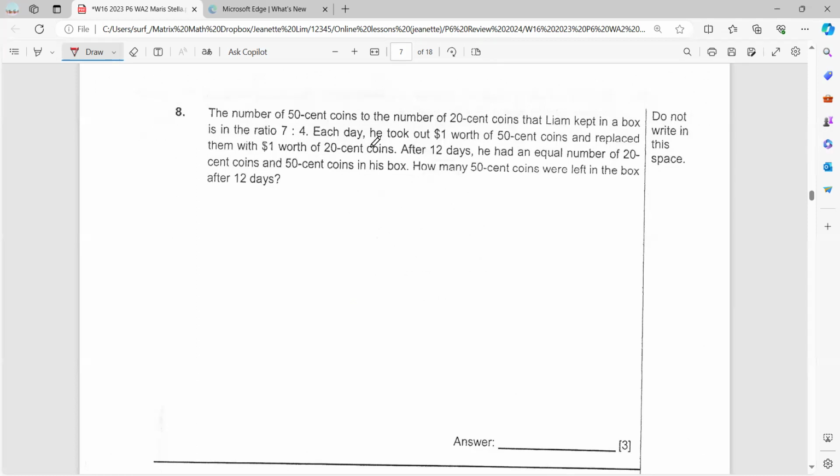Okay, so then at the end of 12 days, there's actually equal number of 20-cent and 50-cent coins. Now, what I'm going to do is I know that 12 days have passed. Every day, he's taking out $1 worth and putting back $1 worth. Okay, just that he's taking out 50-cent coins, he's putting back 20-cent coins. So 12 days means it's $12 worth of coins, right? So let's find out what is $12 worth of 50-cent coins and $12 worth of 20-cent coins.